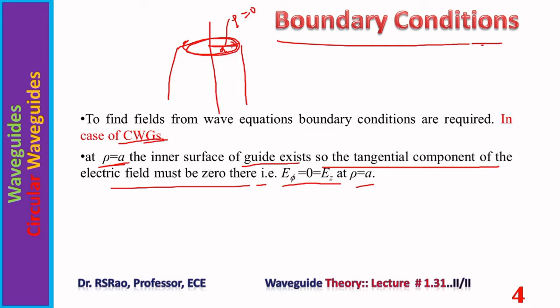Here tangential components are 2. One is phi. Phi is tangential. Z is also tangential. See, phi is like this. This is phi. Z means upwards or downwards. So these are tangential to the surface. So they must be 0 at rho equal to A. This is the boundary condition available. We are going to use it.